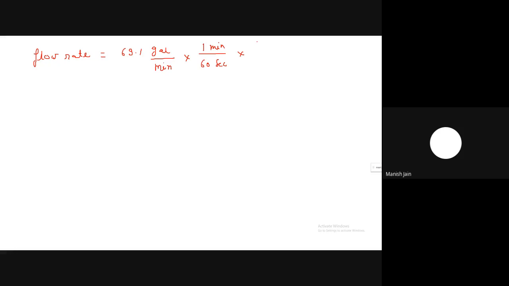multiplied by 1 foot cube equal to 7.481 gallon. You can take this conversion from the data book. So 1 foot cube equals 7.481 gallon. You can solve this and you will get the flow rate as 0.1539 feet cube per second.